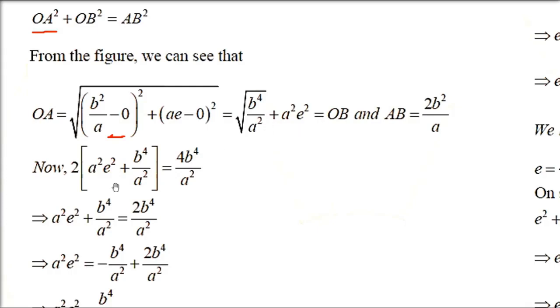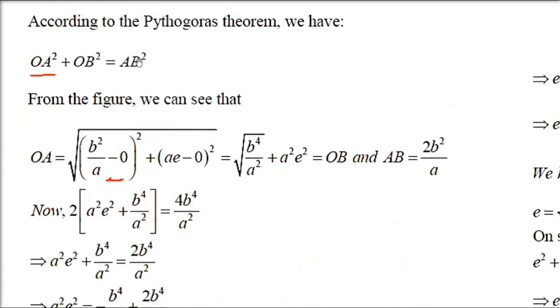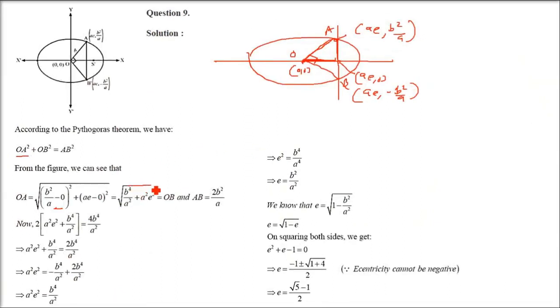So you are going to get b square squared, that is b to the power 4, by a square, plus a square e square. OA and OB are equal, so OA square plus OB square you can write as 2 OA square. And this 2 OA square is nothing but 2 into (a square e square plus b to the power 4 by a square). This is what you are going to do. And this is equal to AB square. And AB is what? AB is the latus rectum. We know that it is 2b square by a.